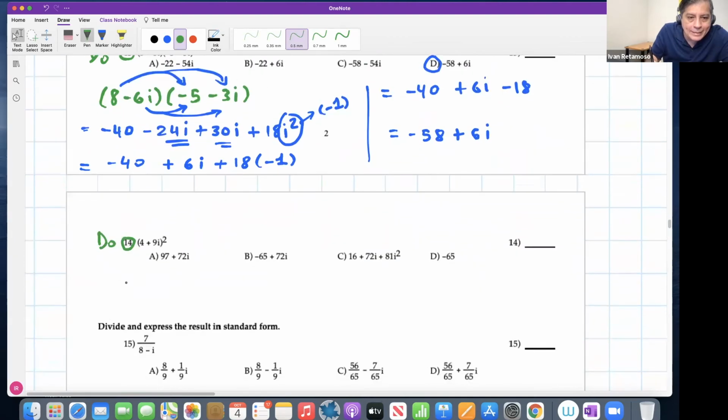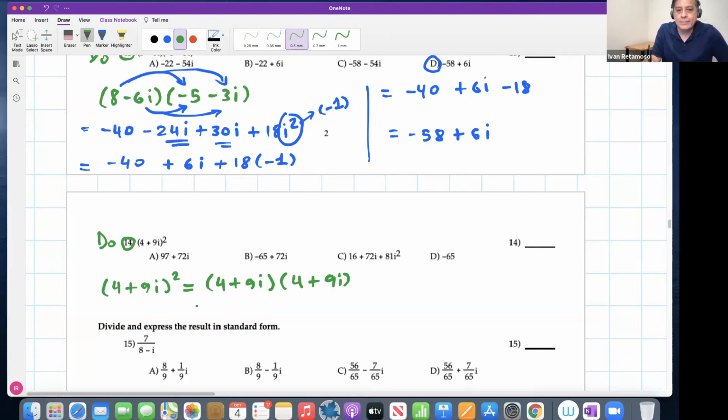4 plus 9i squared. And the hint should be this, right? 4 plus 9i squared is 4 plus 9i times 4 plus 9i. FOIL this out, right? Sometimes the students ask me, Professor, what if I distribute the exponent over? There is no rule that says that you can distribute the exponent over a sum, right? So don't do that. Instead, this is what you have to do. Just FOIL this out.